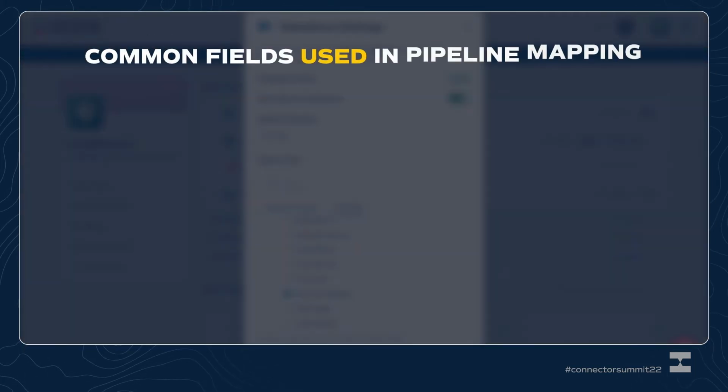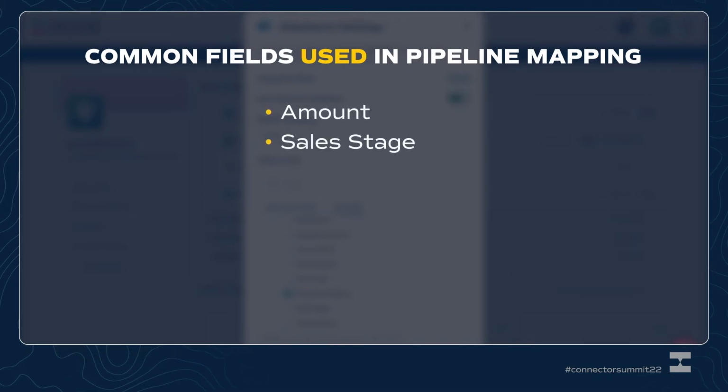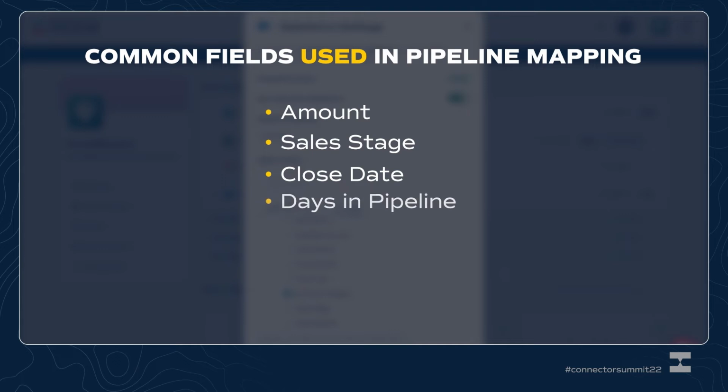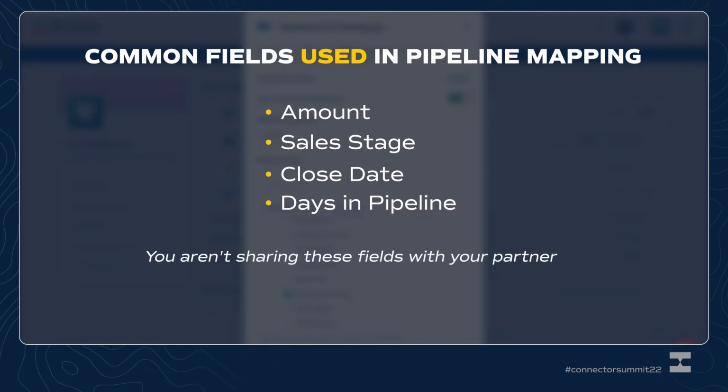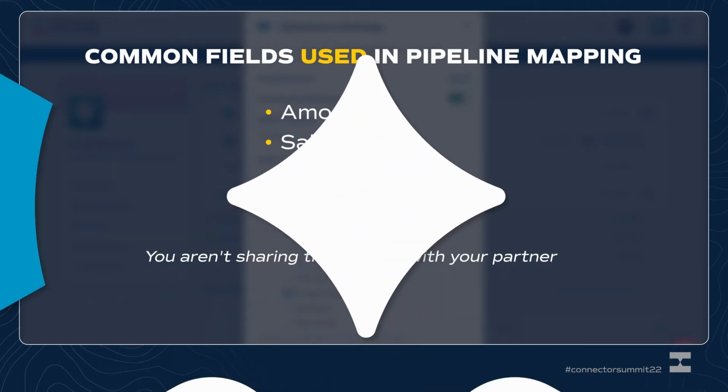Some of the common fields used in pipeline mapping are often amount, sales stage, close date, and days in pipeline, but you can certainly choose any fields that would be beneficial to you. Also, it's important to remember that although you are syncing these fields from your CRM, you are not sharing these fields with your partner. You are using them to simply enrich your reports.